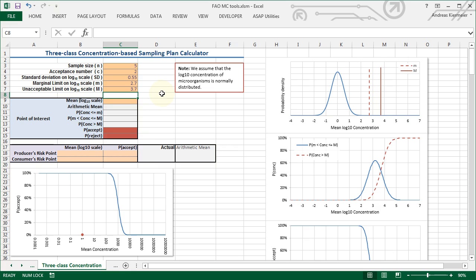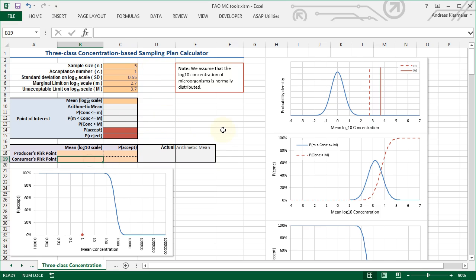Now, as starting points for any particular plan, we can pick any reasonable sample size. So let's just keep it with n equals 5. And let's pick a small value of c of 1, which in fact is the smallest value that we can have, because a value of c equals 0 basically says that we are not allowed to have any marginal items, let alone any unacceptable items, and therefore the three-class plan is essentially a two-class plan.